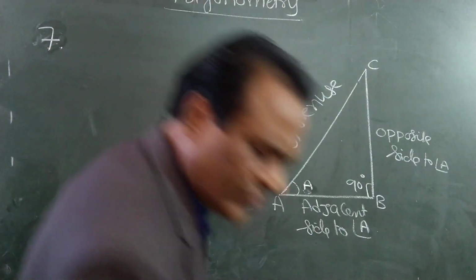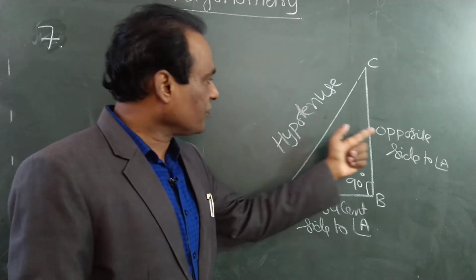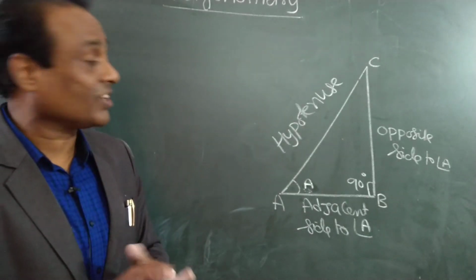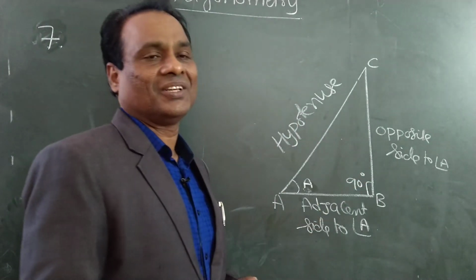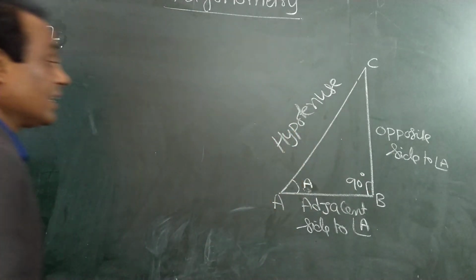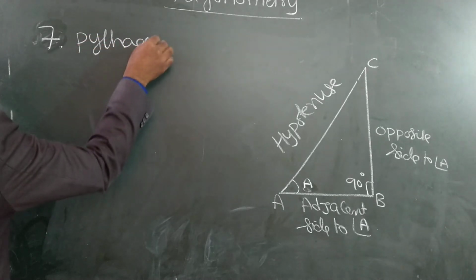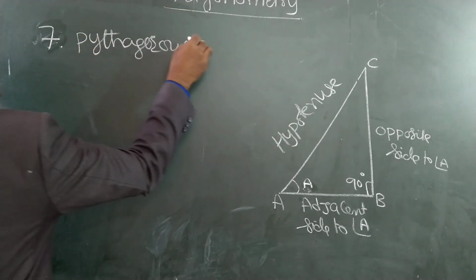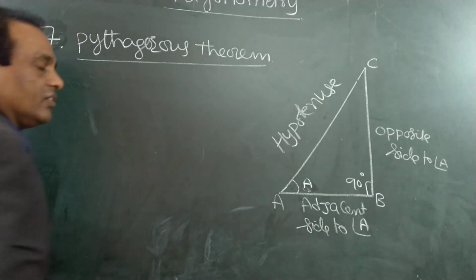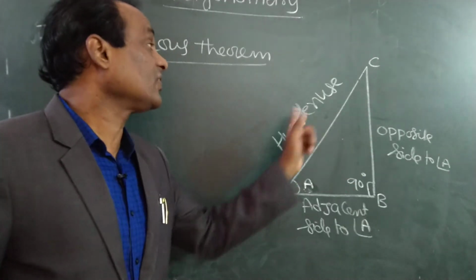Next, see, in a triangle, if two sides are known, we can find the third side. There is a perfect relation between the three sides of a triangle. That important relation is called the Pythagoras theorem, and you studied this definition in the lower classes, and even in 10th class in geometry. So Pythagoras theorem is the relation between the three sides of a triangle.